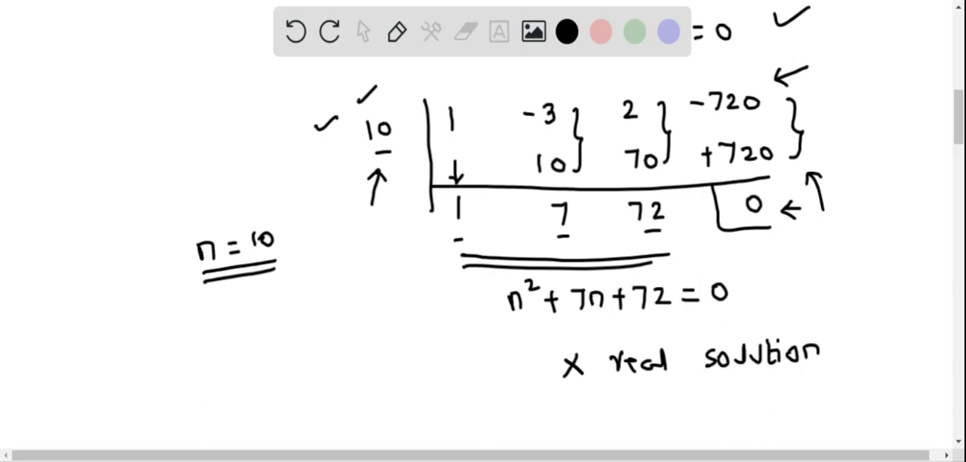So we can ignore the other roots and we consider the root of this cubic equation as n equal to 10. And this means we have determined the sides of the polygon. Therefore we see that the number of sides of the polygon is 10. It's a 10-sided polygon.